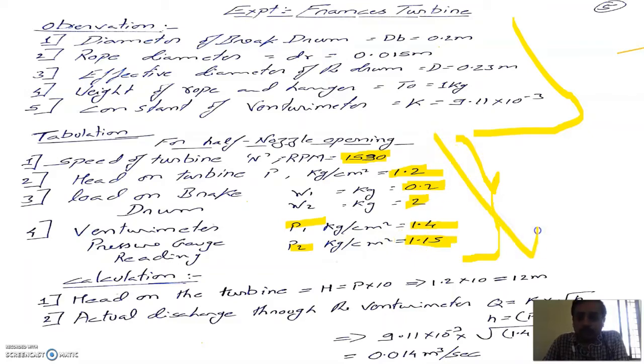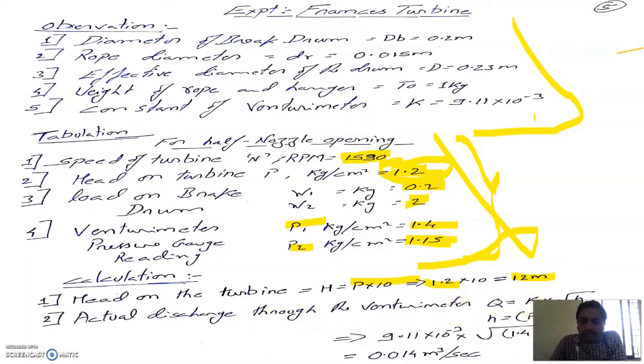By using these, I have calculated the characteristics of the turbine. First, the head on the turbine, that is H. H is P into 10. What is P? P is 1.2. So that is 1.2 into 10, and we have got 12 meters over here. Next we calculate the actual Q. So actual Q equals what?